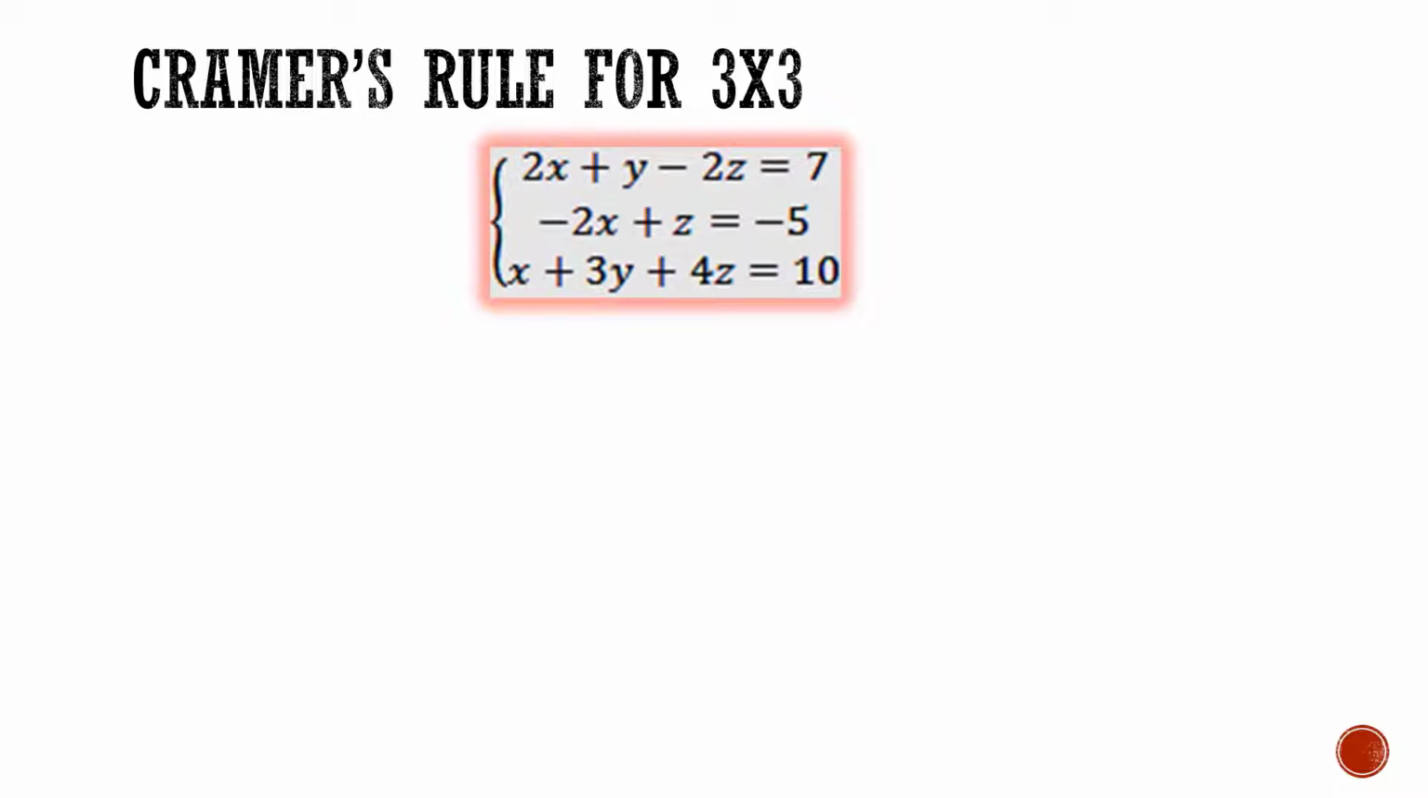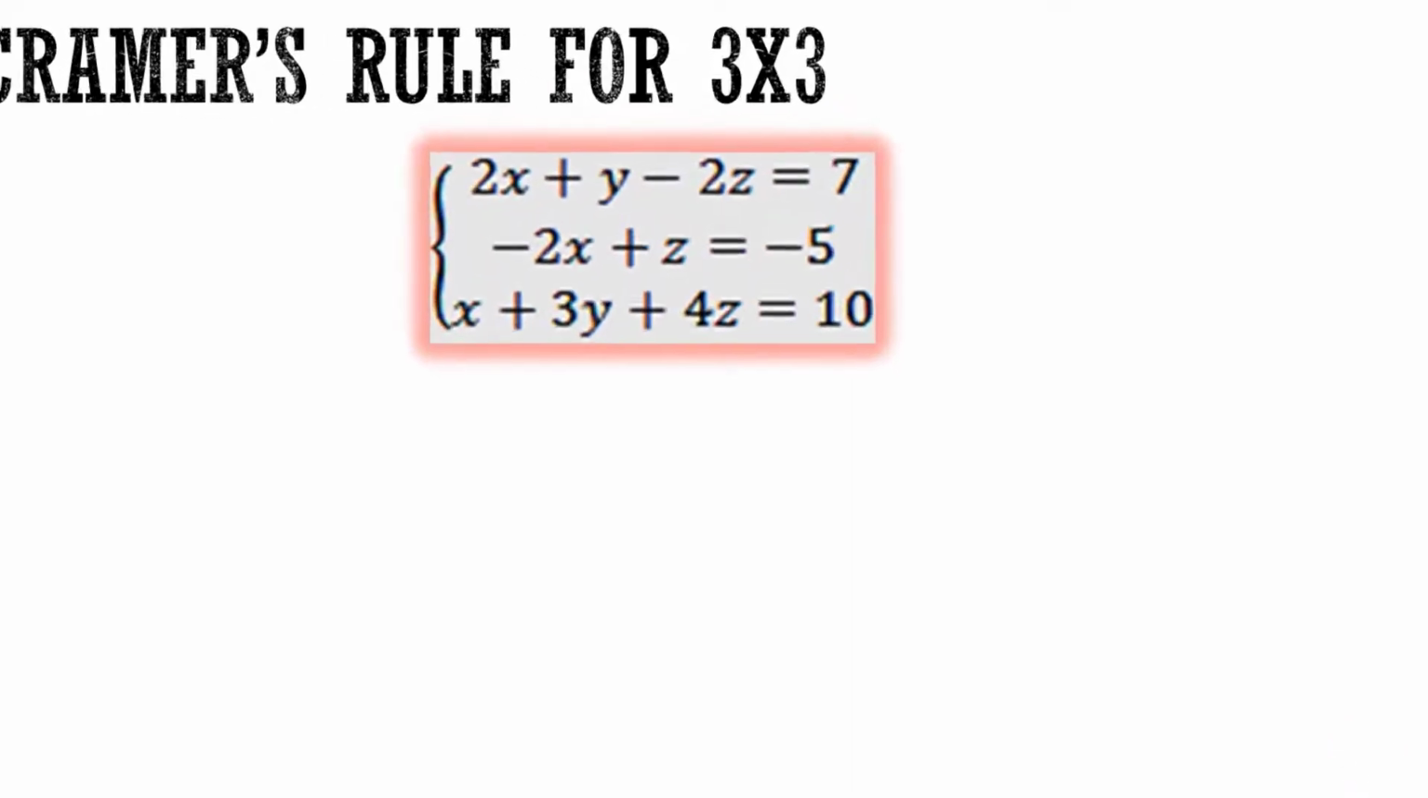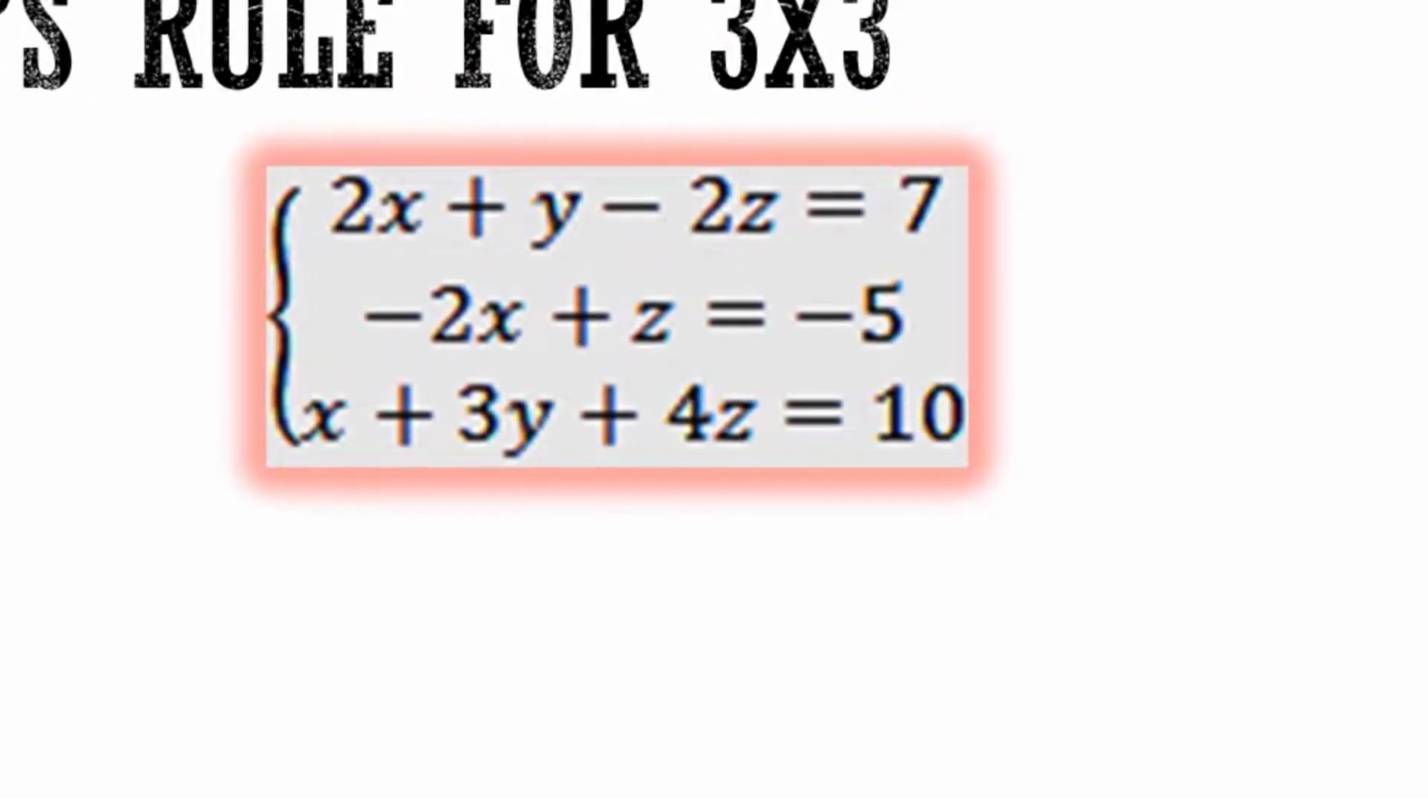Now let's solve this system of equations. 2x plus y minus 2z equals 7. Negative 2x plus z equals negative 5. x plus 3y plus 4z equals 10.